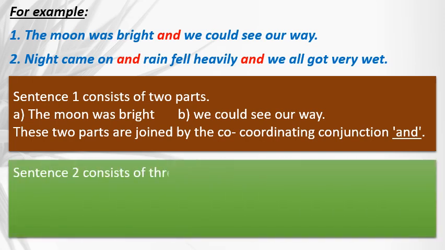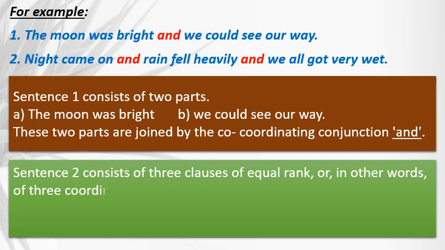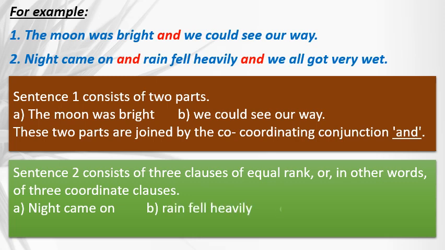Sentence 2 consists of three clauses of equal rank or order, or in other words, of three coordinate clauses. A. Night came on. B. Rain fell heavily. C. We all got very wet. Such sentences are called compound sentences.